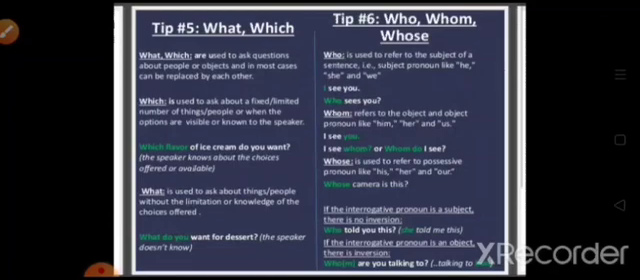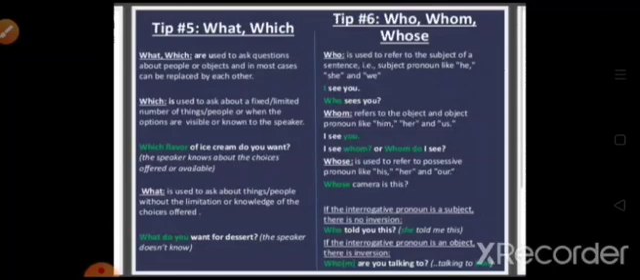Which flavor of ice cream do you want? So here you can see the fixed or limited number of things, people, or when the options are visible or known to the speaker. So here we can see the ice cream is known by the speaker and those who are asking the question, which flavor of ice cream do you want? The speaker knows about the choice offered or available.